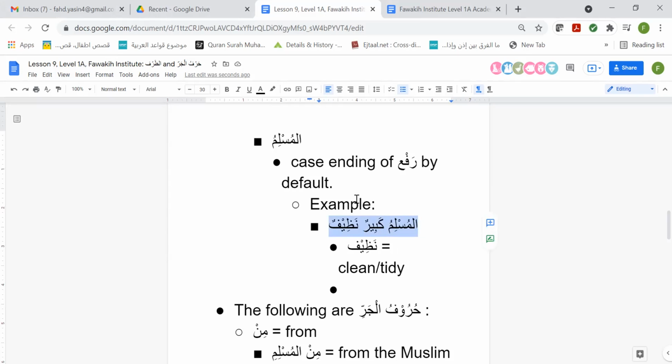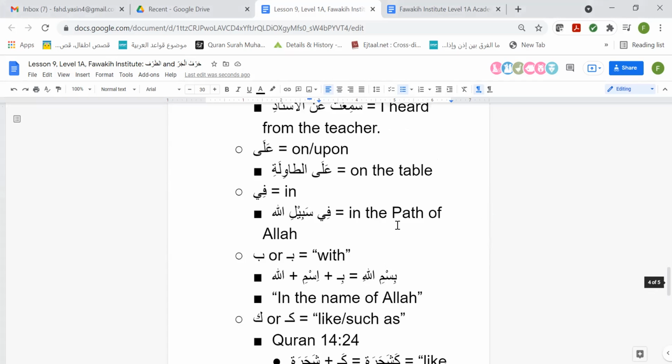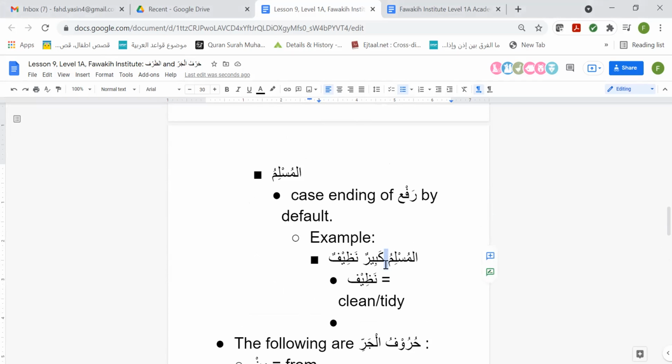Okay. I can't actually see who raised their hands. How do I see that here? Isn't there a way to see that? What's the question? If you go towards the bottom of the Google Docs, it's right here. Al-Muslimu kabirun nadhifun. The question is, can anyone try translating that for me?